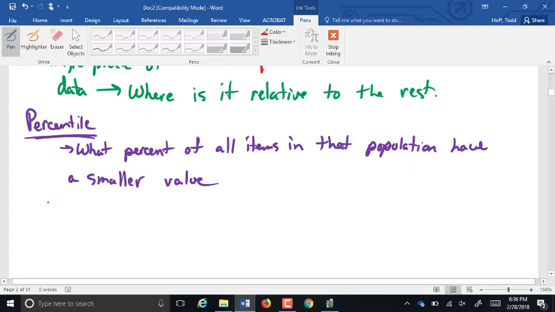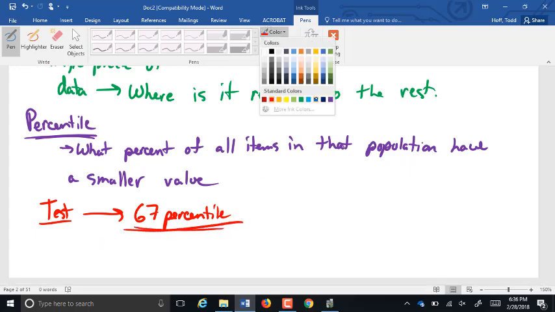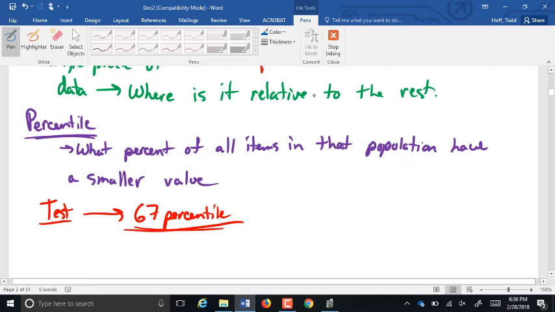So let's say you take a test and you're told you scored in the 67th percentile. Is that a good or a bad score? We might say 67%, that's a horrible score. But remember, what that is saying is you scored better than 67% of the people.